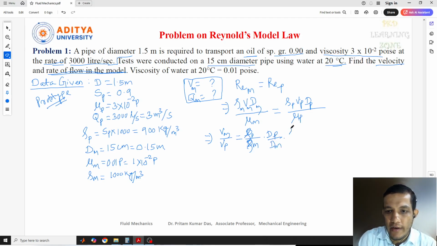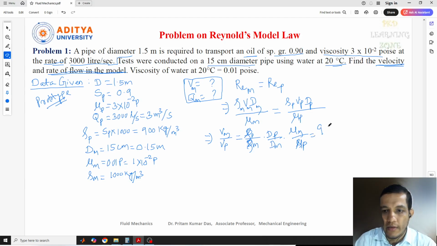Then again here you will get mu M by mu P. So all these terms we have written. I have taken this velocity term to one side and the remaining terms to the other side, because we need to calculate the velocity, correct? So what I will do here, I can write all these values, rho P.